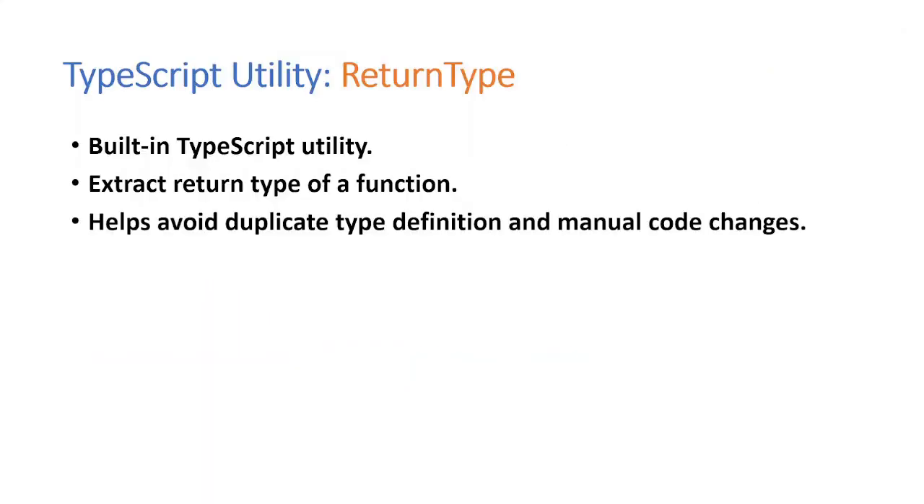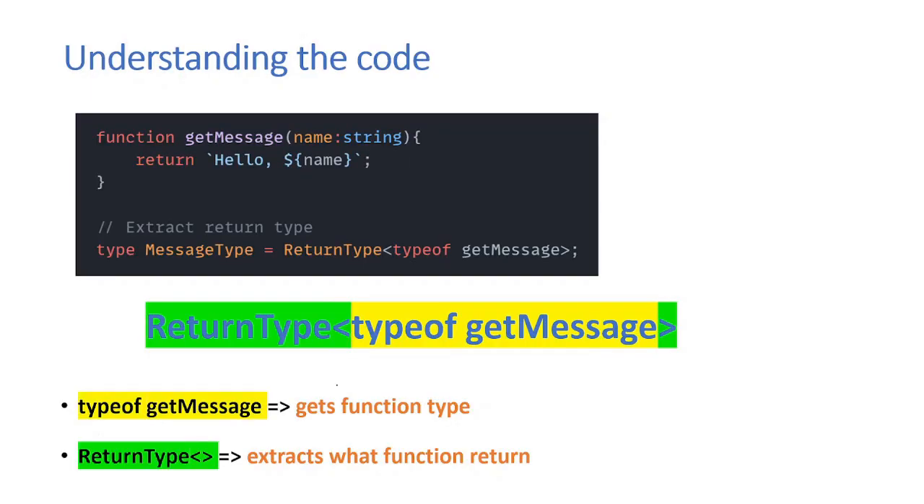Today we are going to learn about a very useful TypeScript utility called ReturnType. It helps us to automatically extract the return type of a function and avoid writing duplicate types. Let's understand how it works.